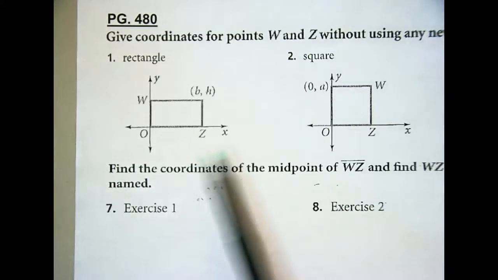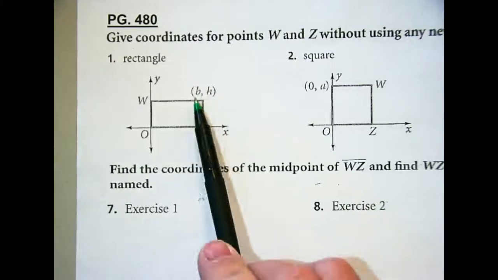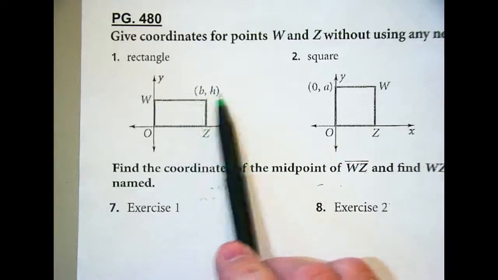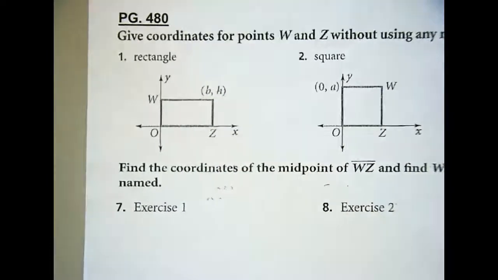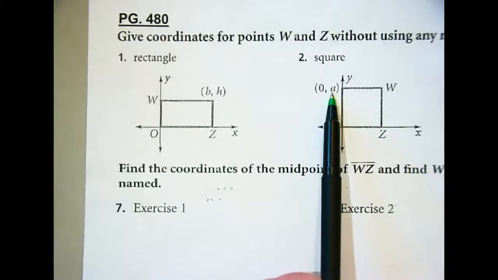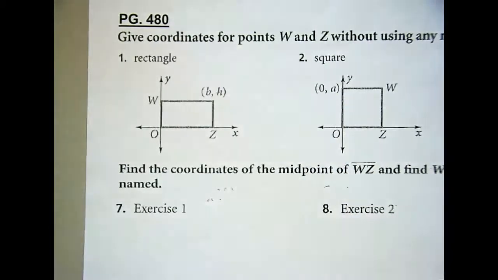Emily asked, what would new variables be? New variables meaning you can't use anything but the letters b and h, the variables b and h. And here you can't use anything other than a. Okay? Do your best.